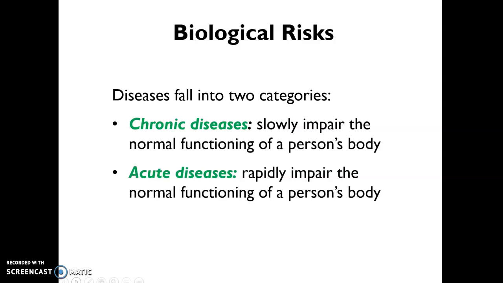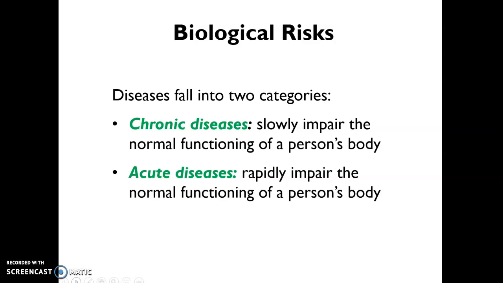Okay, now we're going to look at biological risks from a different angle. We're going to categorize it differently. So we will categorize biological risks as either causing a chronic disease or an acute disease. A chronic disease slowly impairs the normal functioning of a person's body. So for example, diabetes could be considered a chronic disease. Coronary artery disease could be considered a chronic disease.